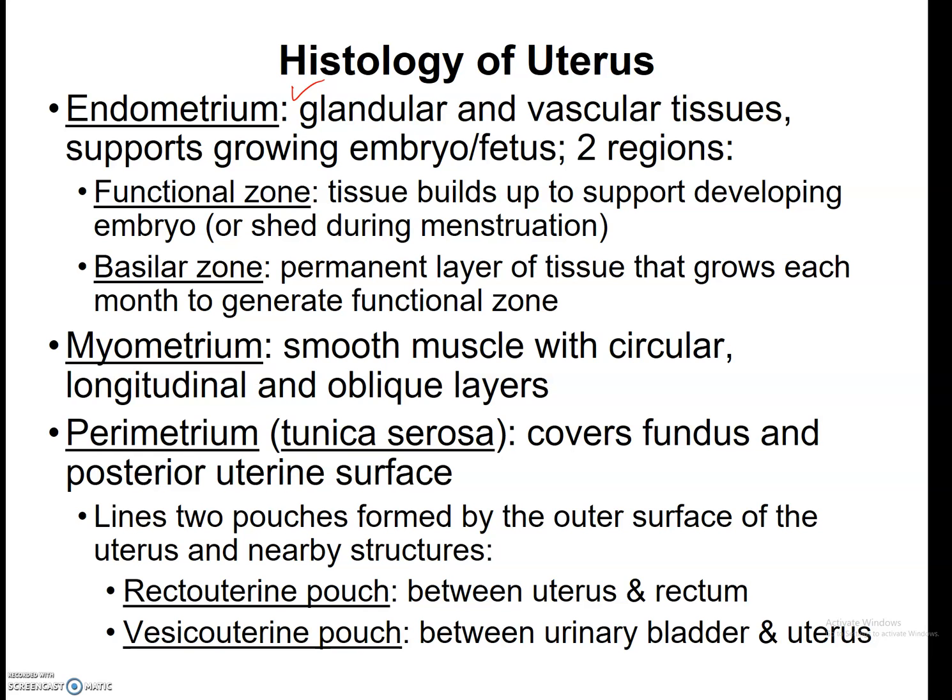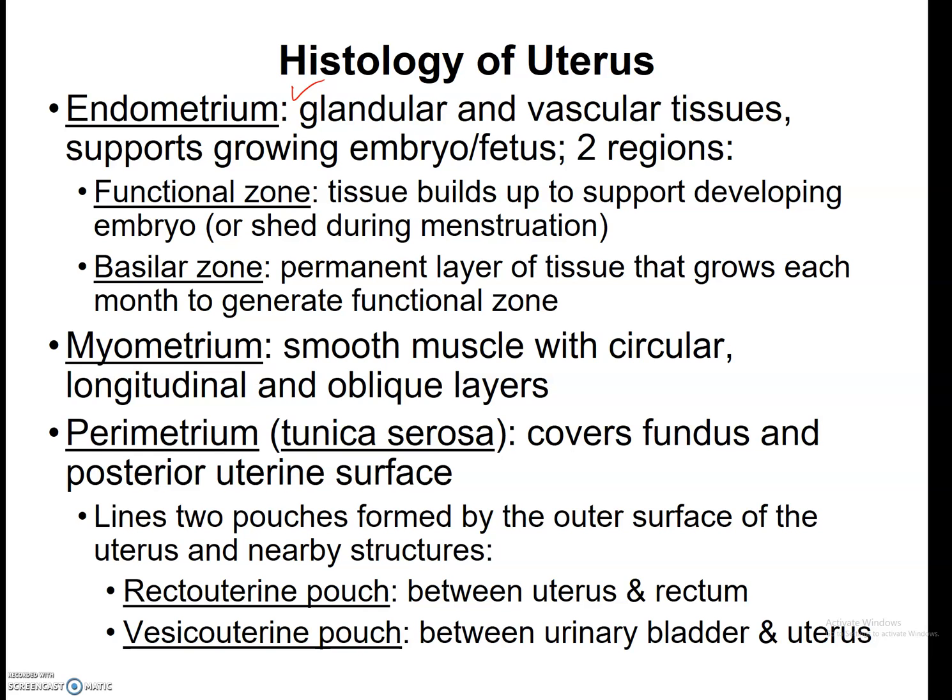And then there's the basilar zone, or basilar zone. I usually call it basilar. And this is the layer of tissue that grows to generate the functional zone. So the basilar zone is basically the stem cells producing the functional zone, and the functional zone is what's shed off. The myometrium is the smooth muscle.